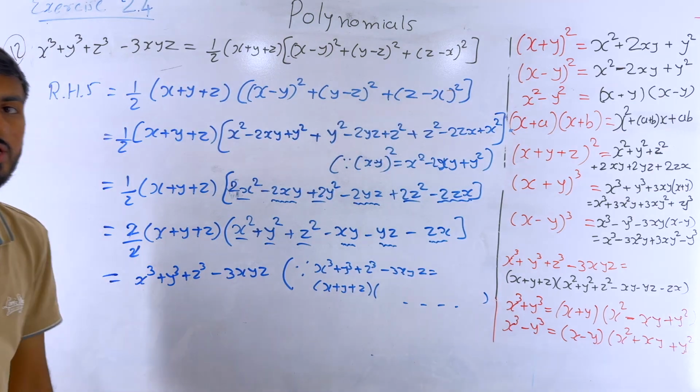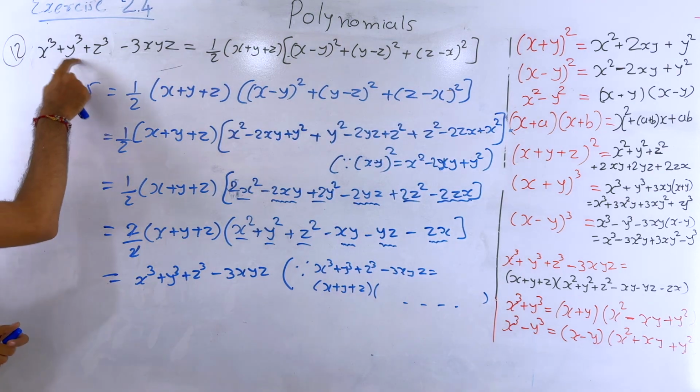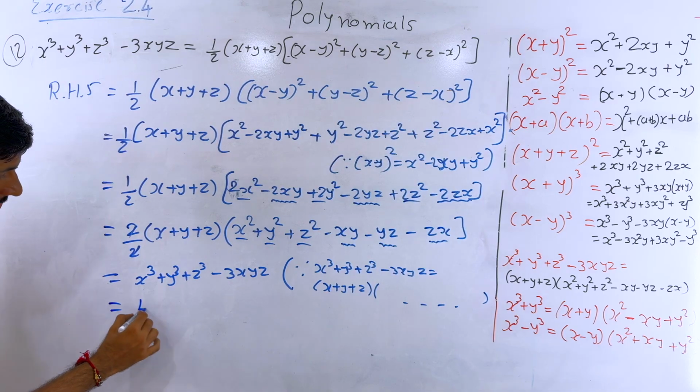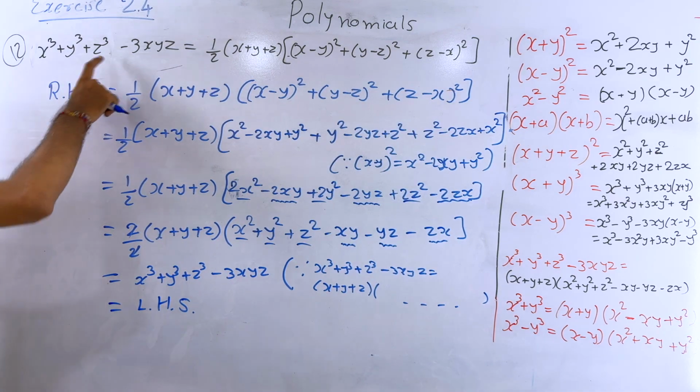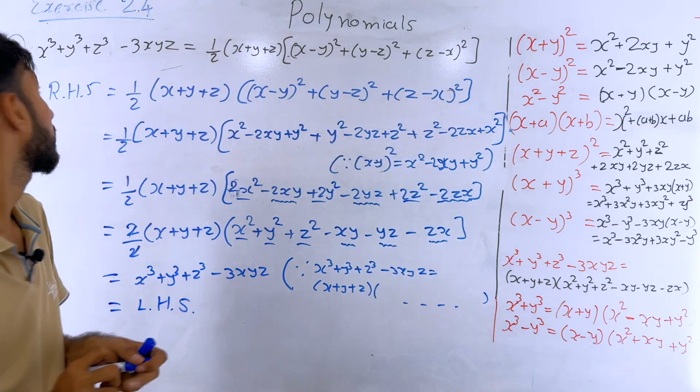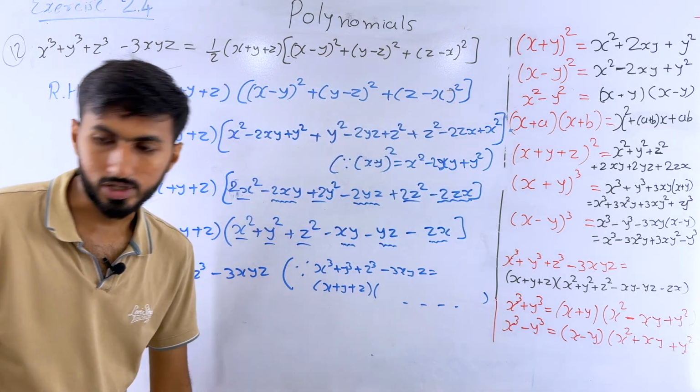Now in place of this I can write this, because we all know that this is the identity. So you have to mention the identity. Now it is your left hand side, so you can write here is equal to LHS, right? So it is verified that left hand side is equal to right hand side. This is your question number 12. Now we will see question number 13.